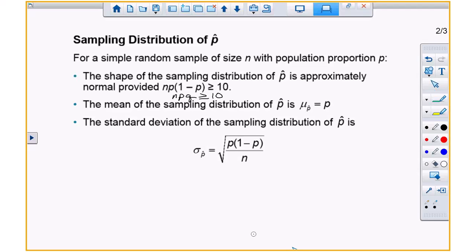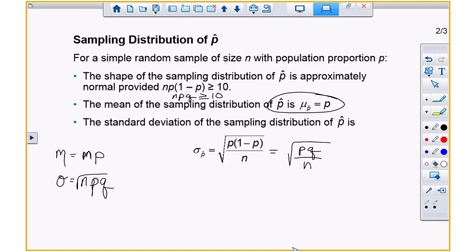And then the mean of the sampling distribution of p hat is p. And then the standard deviation, and I don't use this, is equal to the square root of pq over n. Now remember, in that section, I think it's the mean is equal to np, and then the standard deviation is equal to the square root of npq. Remember that from 6.2? Well, that's where this is coming from. This derives from this.